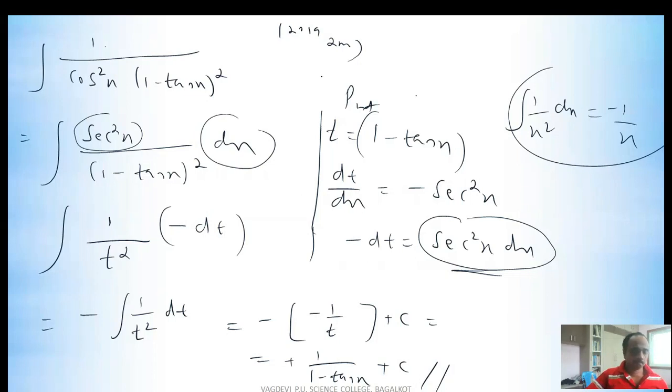I hope it's clear. So in the first step, you cannot identify, but when you write 1 by cos square as secant square, then it is substitution. Next question.